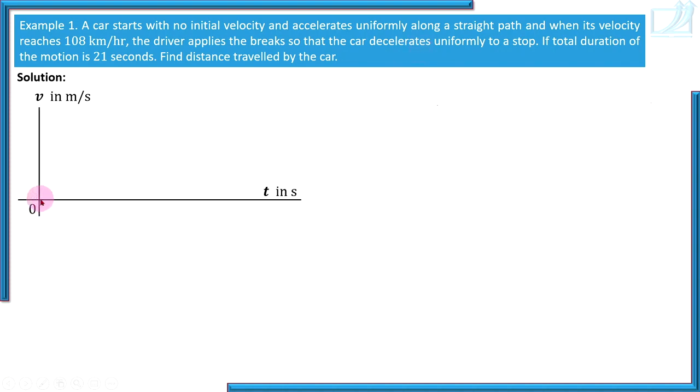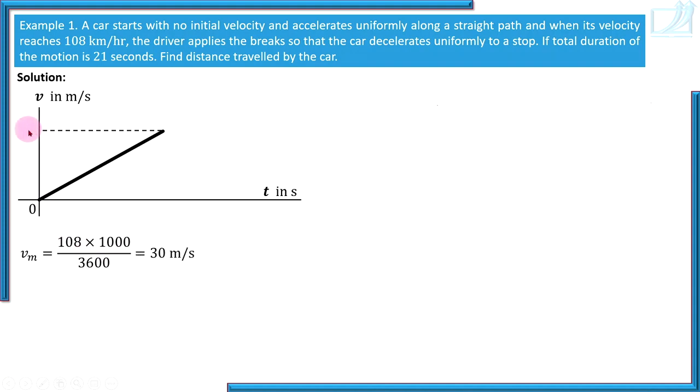Uniform acceleration means it is an inclined straight line. What is the velocity reached by the particle? 108 kilometers per hour. Kilometers converted into meters and divided by 3600, so it is 30 meters per second. So insert that value. If you know a value, you should insert it. Up to what time it is accelerated motion, we don't know. So we have labeled it as t dash.